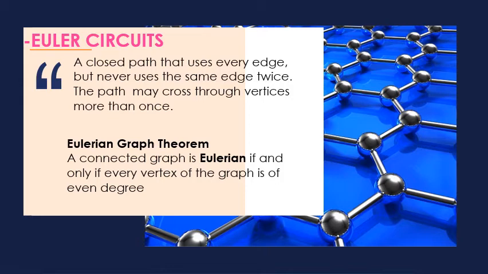We have the Eulerian graph theorem. A connected graph is Eulerian if and only if every vertex of the graph is of even degree. So, we look at the degrees of each vertex, and all the vertices being considered here should be of even degree.